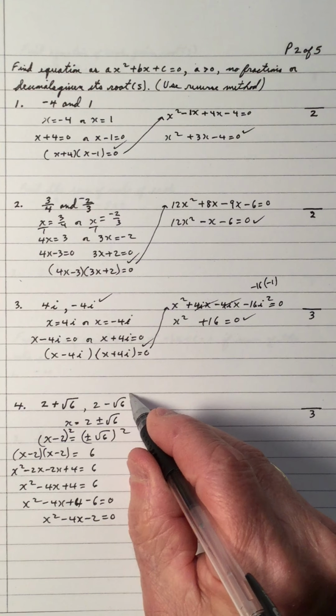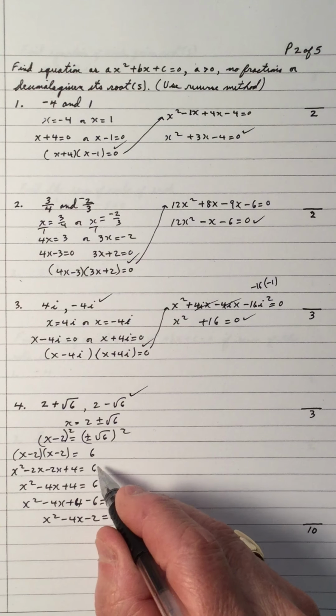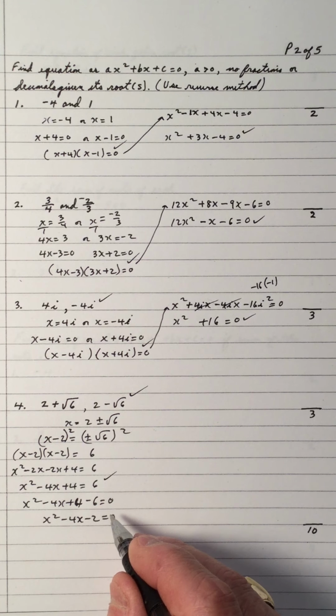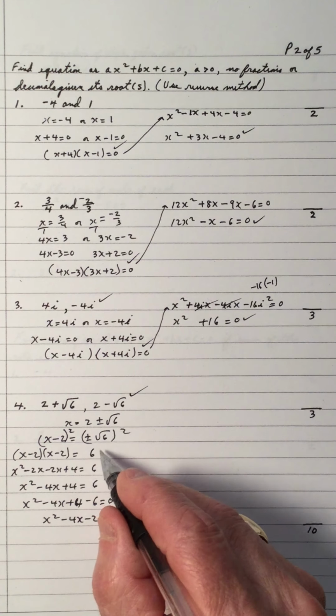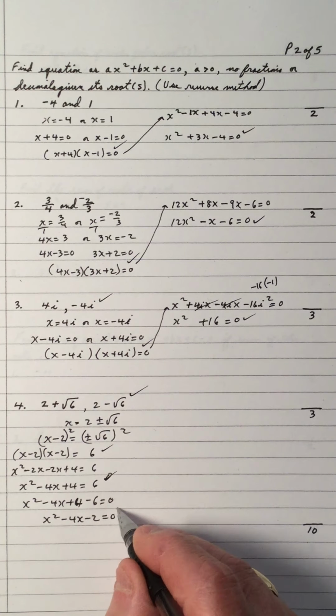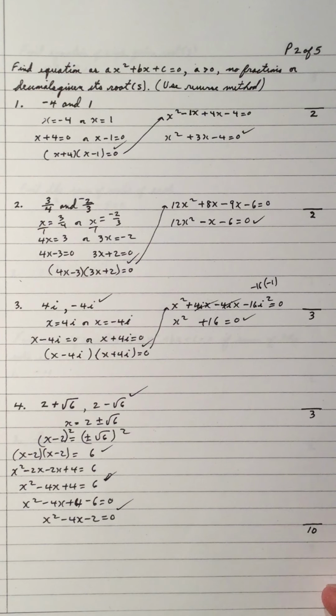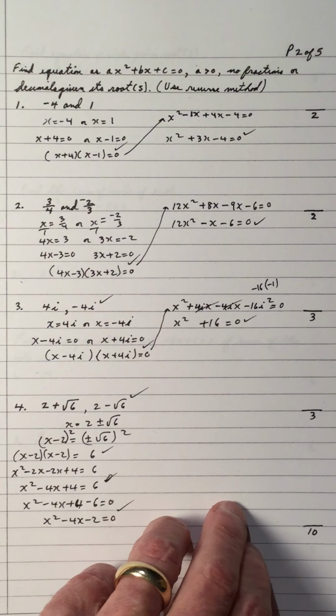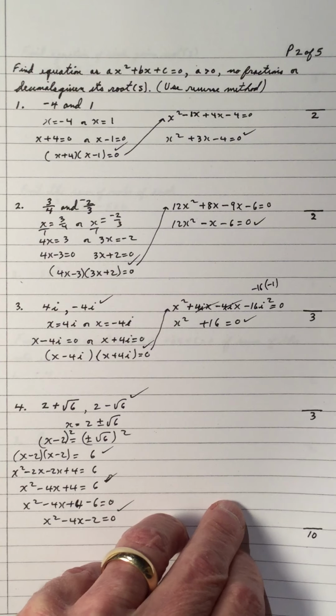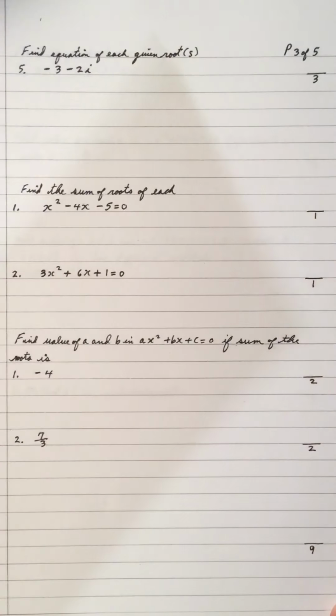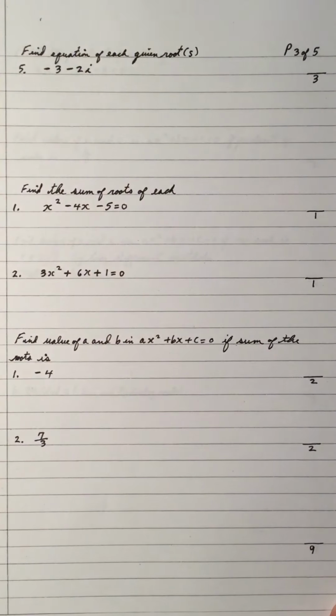And again, 1 mark for the conjugate, 1 mark for getting this equation, and then 1 mark for this answer, so 3 altogether. Total up your page, and hopefully everything is going okay.